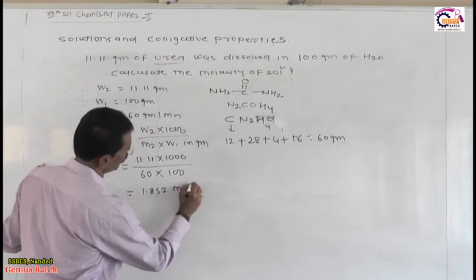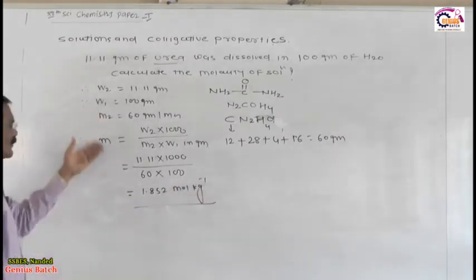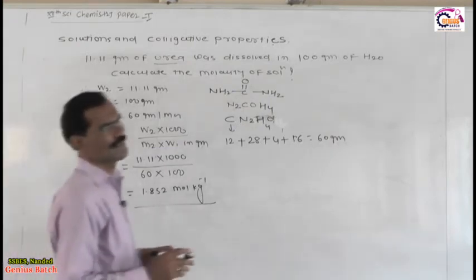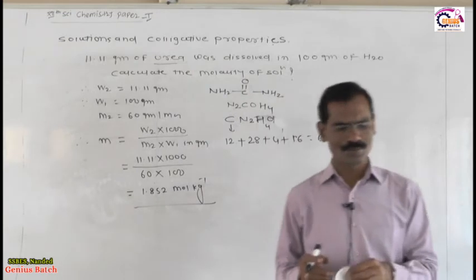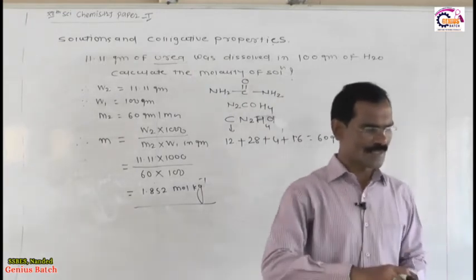1.852 mole per kilogram. So this is the unit, as you calculate directly or by using the number of moles. This is very simple, related to the second problem on molality. Now dear student, come toward the next one.